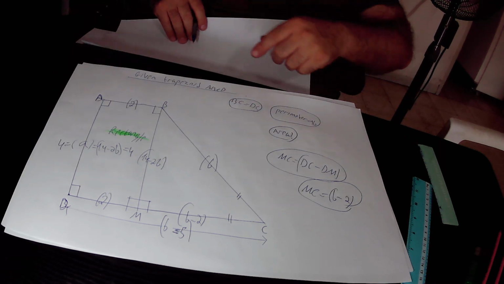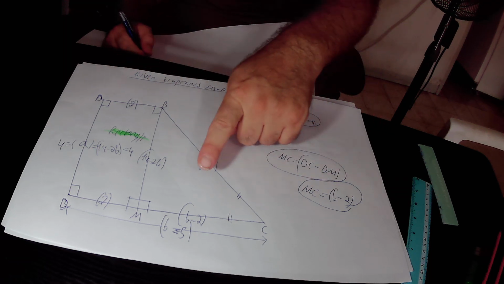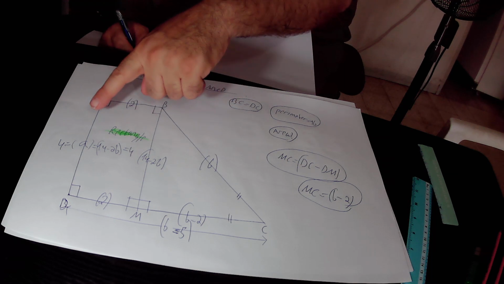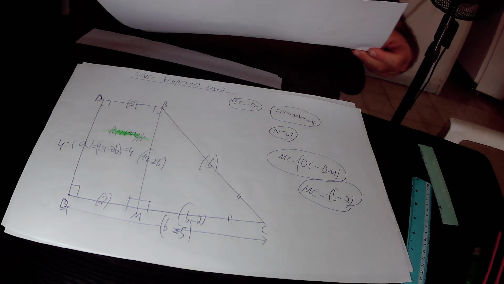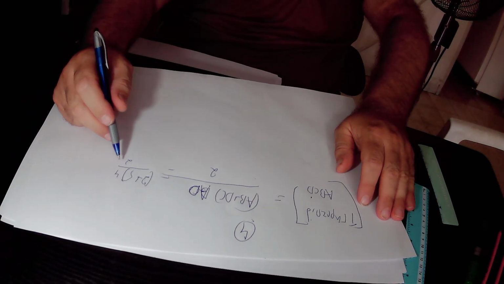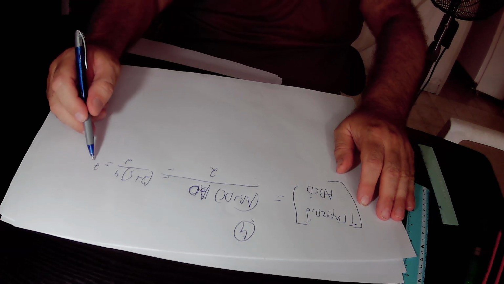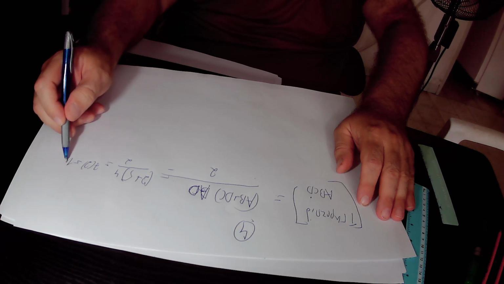AB is 2, according to what is given in the question, plus DC. DC is B, and B is 5. So DC is 5, times the height AD. AD is 4 divided by 2. So in total, the area of trapezoid ABCD equals 2 plus 5, that is 7, times 4 over 2, which is 2. So in total, this expression equals 7 times 2, that is 14.